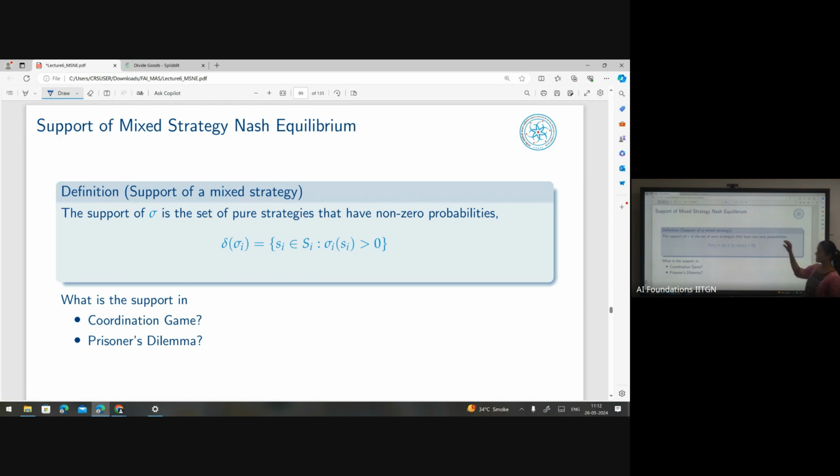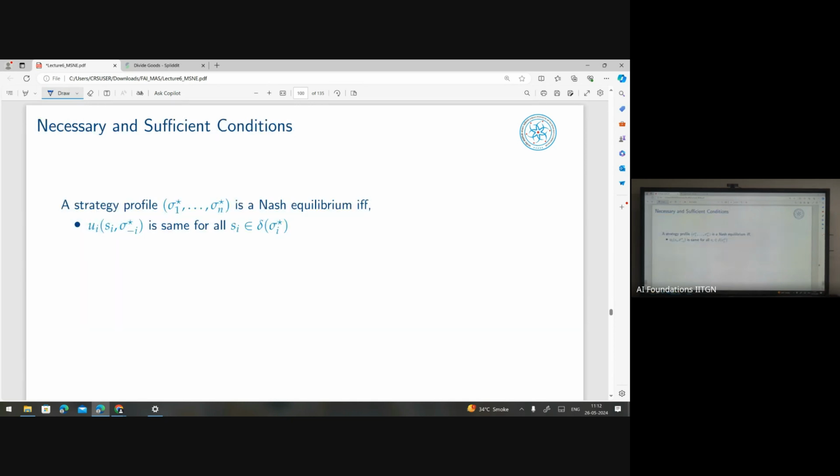Now this, with the help of the support and the idea of mixed strategy Nash equilibrium, will define certain necessary and sufficient conditions. So if I tell you there is a strategy profile sigma 1 star up to sigma n star, how do you verify whether it is a Nash equilibrium or not? To verify, these are certain necessary and sufficient conditions.